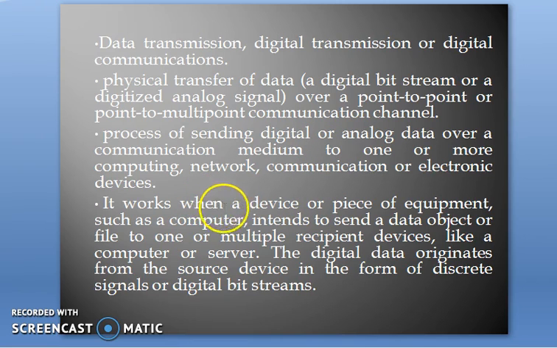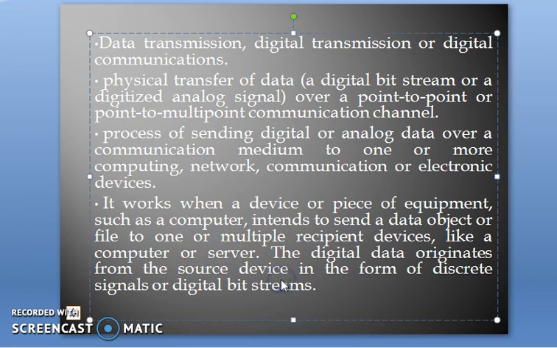And this data transmission occurs when a device or a piece of equipment, such as a computer, intends to send a data object or a file to one or more recipient devices like a computer or a server. And the digital data actually originates from a source in the form of discrete signals or digital bit streams.